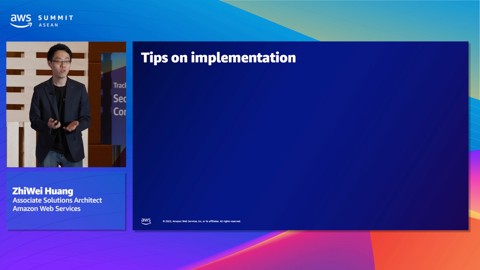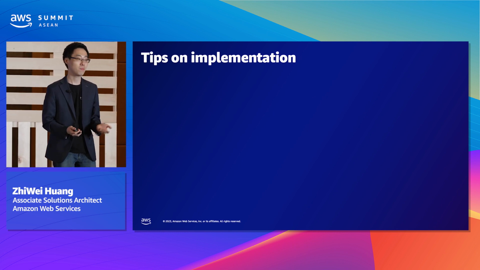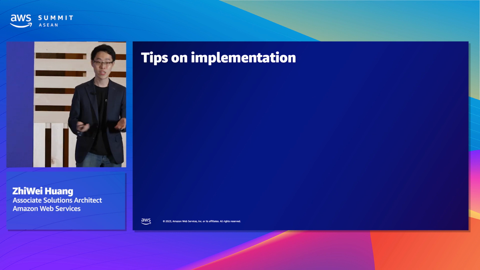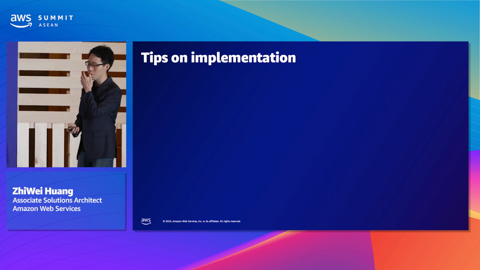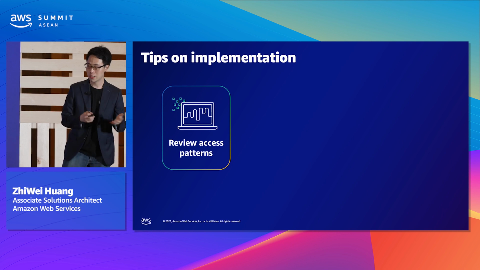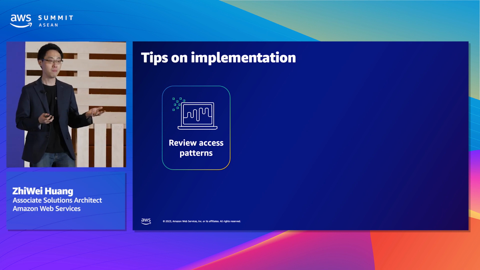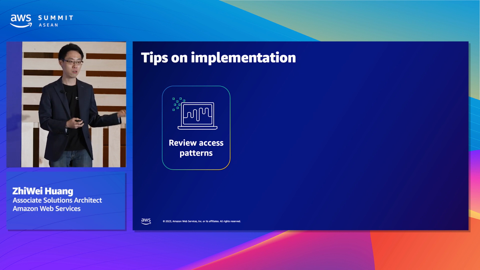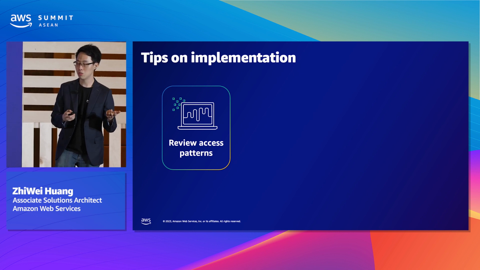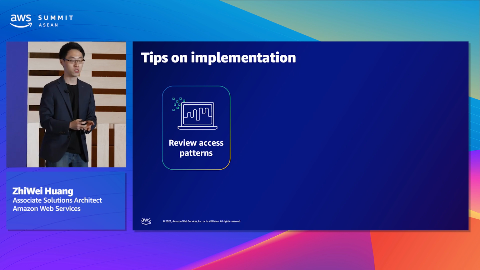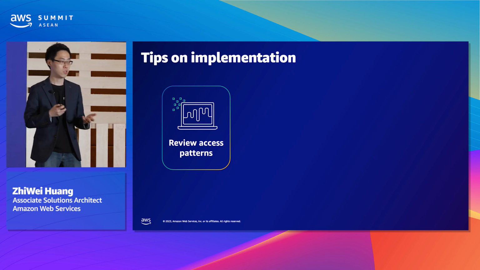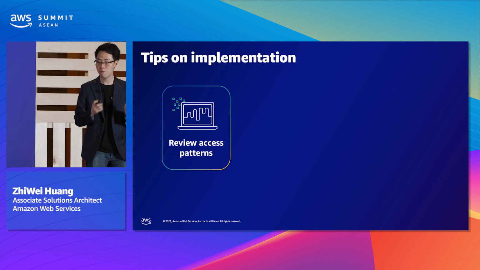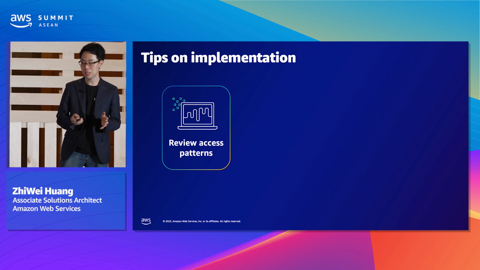So I hope that we have gotten everyone's interest in establishing a data perimeter in your AWS environment. So here are some tips that you can follow when you're doing so. First, do a review on all your existing access patterns that may be impacted when you implement a specific control. You can use CloudTrail with Athena, or you can use CloudTrail with CloudWatch Logs Insights to query and view historical data access patterns.